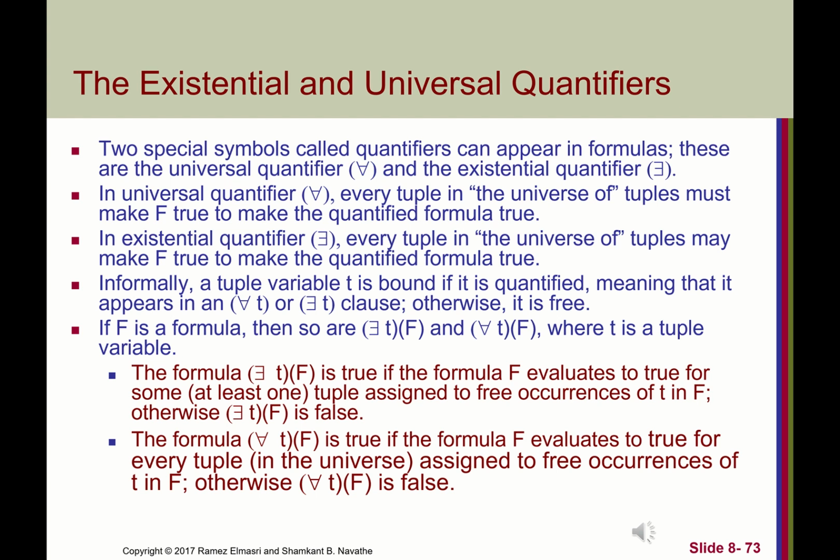If F is a formula, then so are (∃t)(F) and (∀t)(F), where t is a tuple variable. The formula (∃t)(F) is true if the formula F evaluates to true for some, at least one, tuple assigned to free occurrences of t in F; otherwise (∃t)(F) is false. The formula (∀t)(F) is true if the formula F evaluates to true for every tuple, in the universe, assigned to free occurrences of t in F; otherwise (∀t)(F) is false.